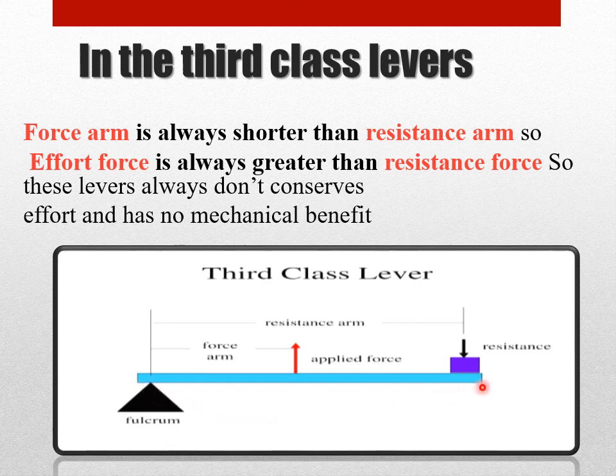The distance between resistance and fulcrum is called the resistance arm, and the distance between force and fulcrum is called the force arm. So the force arm is smaller than the resistance arm, so the force is bigger than the resistance, so this lever doesn't conserve effort.